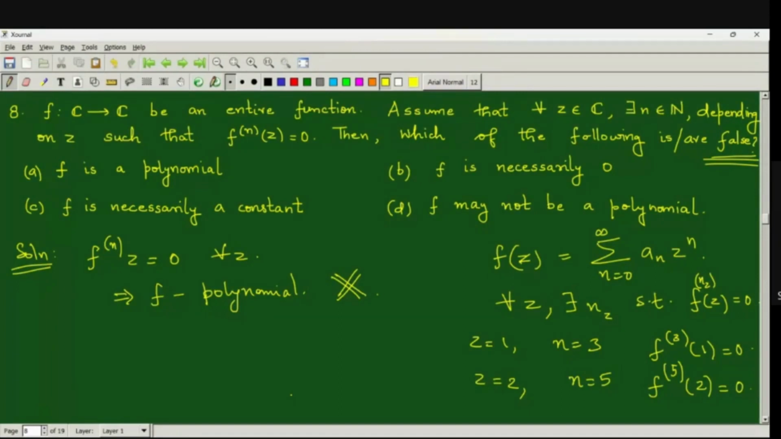Understood my point? An analytic function can be written as a power series expansion. But a power series is not a polynomial. A polynomial has only finitely many coefficients. The other things must be 0. If finite, then other elements are 0, so it is a polynomial.